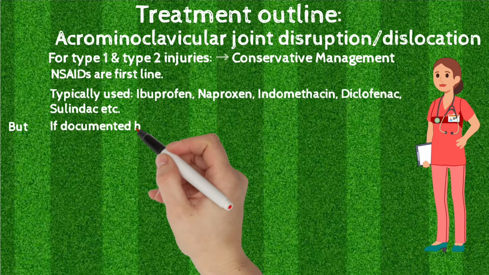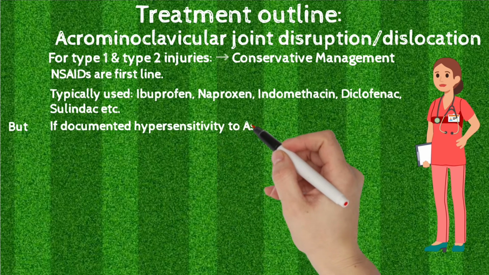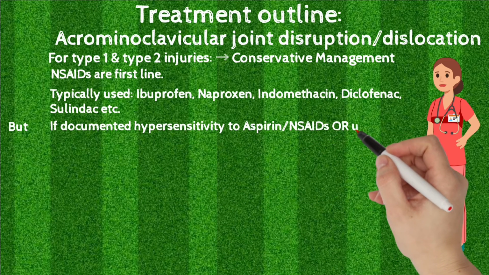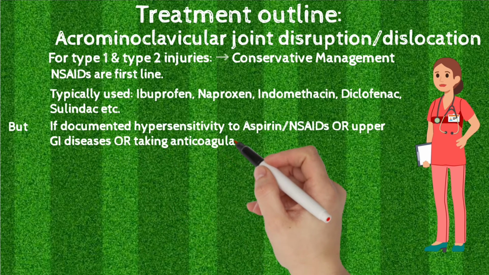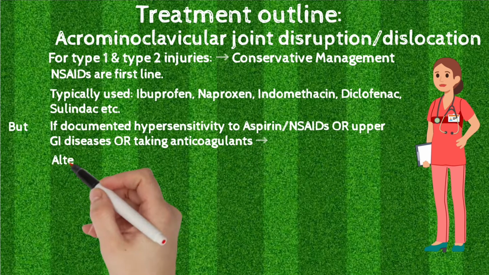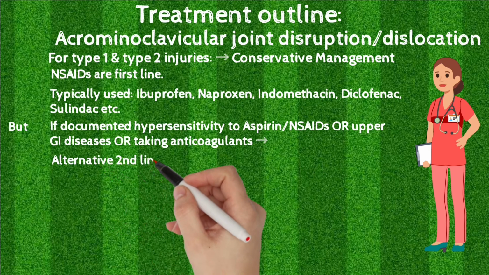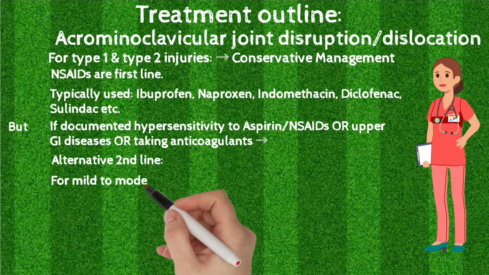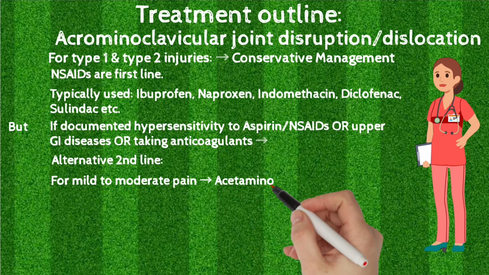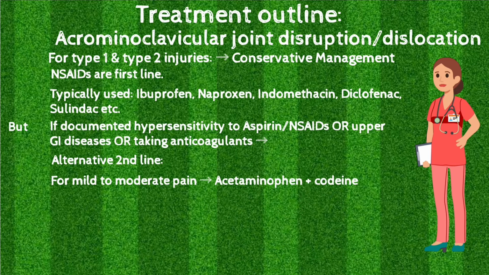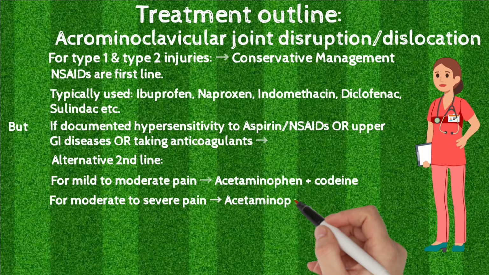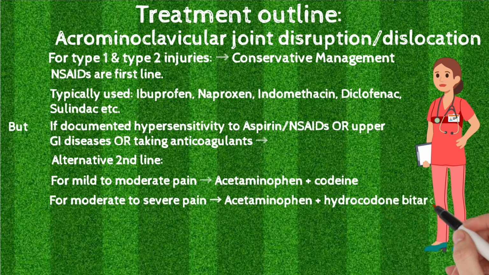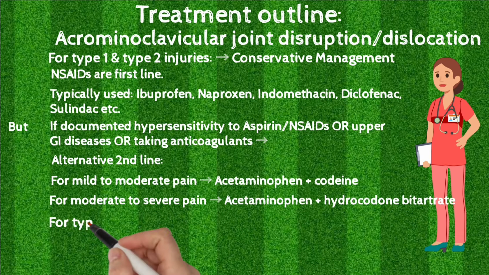But if there is documented hypersensitivity to aspirin or NSAIDs, or upper GI disease, or taking anticoagulants, we should go for an alternative, second line. For mild to moderate pain, give acetaminophen with codeine. For moderate to severe pain, give acetaminophen with hydrocodone bitartrate.